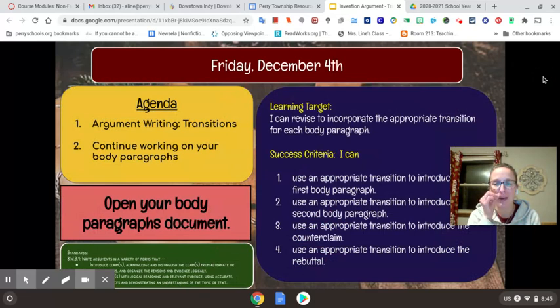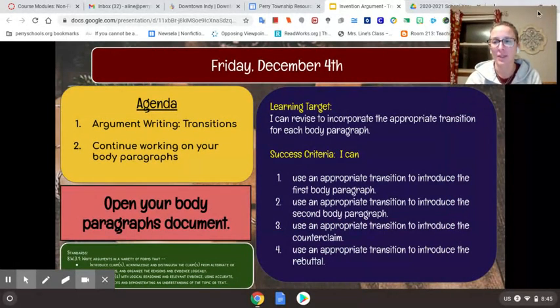Let's go ahead and look at our lesson here. Again, I'll move my face around. All right, so today we're working on transitions and then continue to work on your body paragraphs. The body paragraphs are due today, so this is really that last step in the body paragraphs. So, learning target: I can revise to incorporate the appropriate transition for each body paragraph.